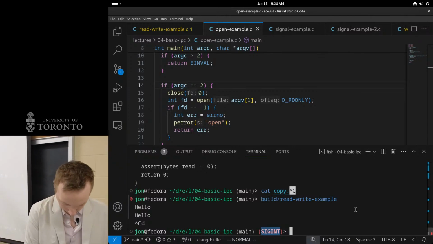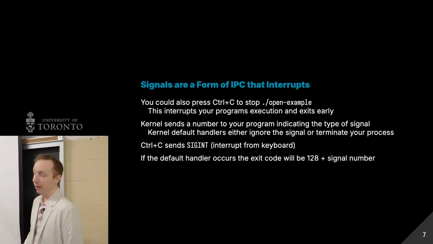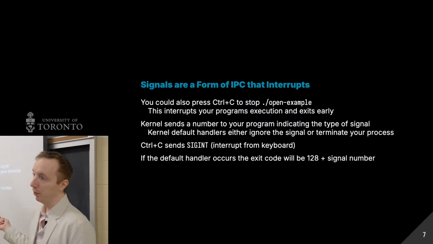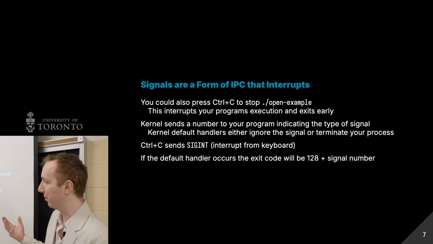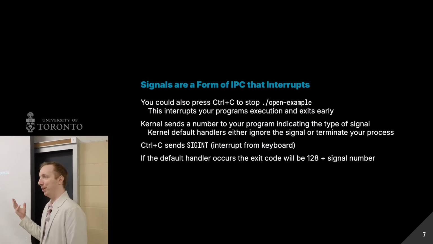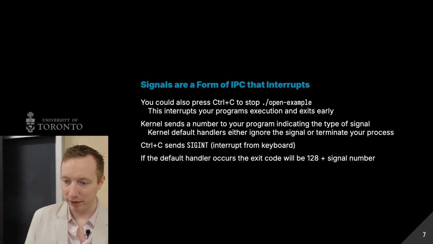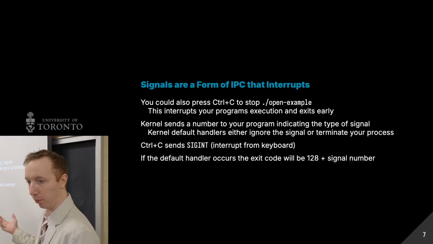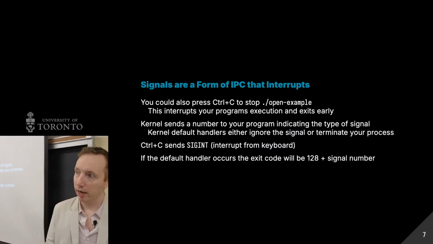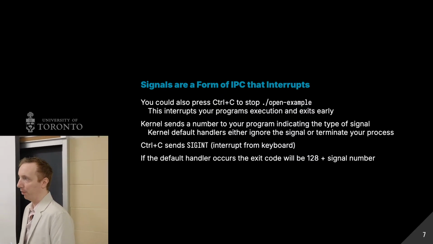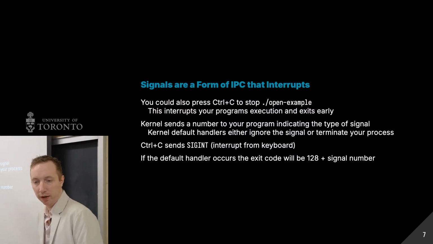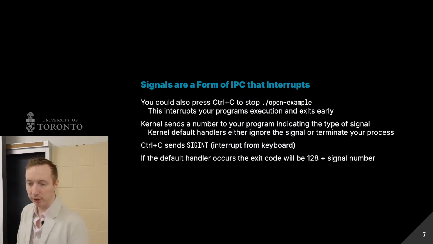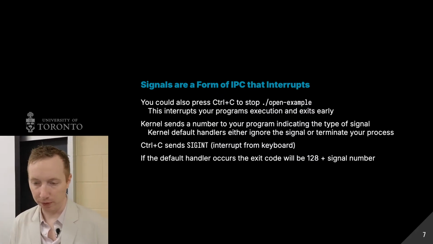So, how that works is technically when you hit Control-C, you send an interrupt. Everyone loves interrupts, right? So you send an interrupt to that process, and the kernel technically starts running it in your process, and that interrupt has an associated number with it. So the kernel sends a number to your program indicating the type of the signal. You can look up the numbers. We'll go over a few today.